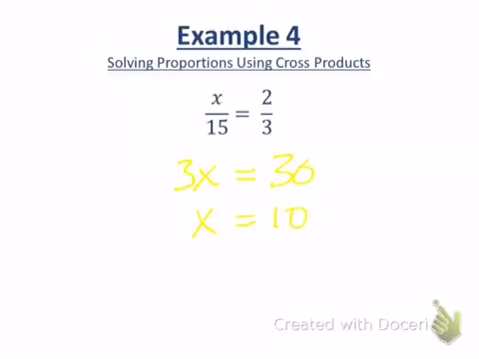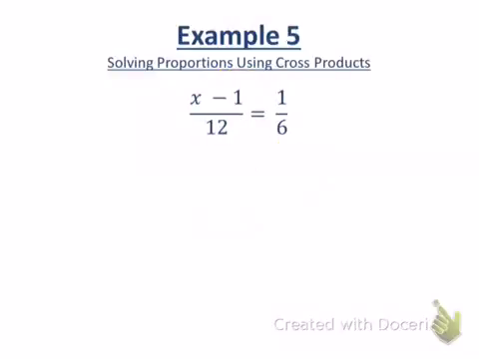Now you could logically do that, right? 3 times 5 is 15, so 2 times 5 has to be 10. But I don't think that's a whole lot quicker than just doing the cross products and trusting the process, right? So the process is what's important here. If you can do the process, then you can work with more difficult problems like this. x minus 1 over 12 equals 1 over 6. Incidentally, we'll have a quiz pretty early next week on solving proportions. Just problems, little equations like this. Extremely important skill.